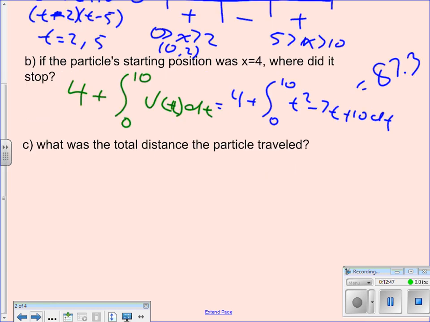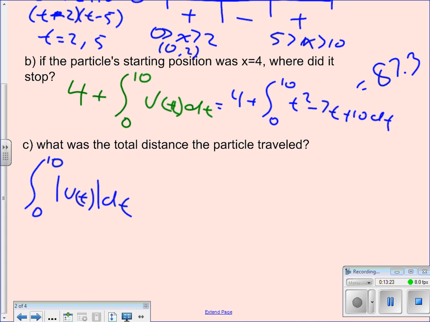So the next part's where things get a little interesting. What was the total distance traveled? Well, what did I say? How do you find the total distance? It's the absolute value of the velocity. The integral from 0 to 10 of the absolute value of the velocity, which is not the absolute value of the integral. The integral of the absolute value is not the absolute value of the integral.